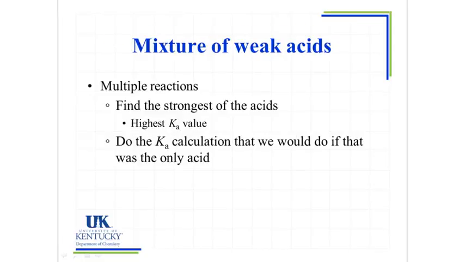Now, if I'm looking at a mixture of 2 or more weak acids, I have multiple reactions going on, and just like I did with the strong and weak acids, I'm going to find the strongest of those acids. If their values are fairly different from one another, say we have Ka values of 10 to the minus 3, 10 to the minus 5th, and 10 to the minus 9th, those Ka values are far enough separated from one another that I really only have to look at the one that has the Ka of 10 to the minus 3, and I will do all my calculations as if that were the only one present.